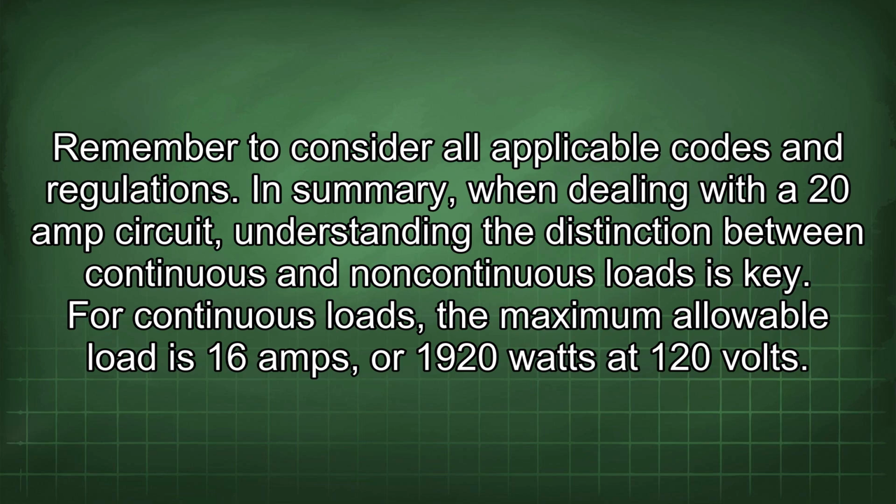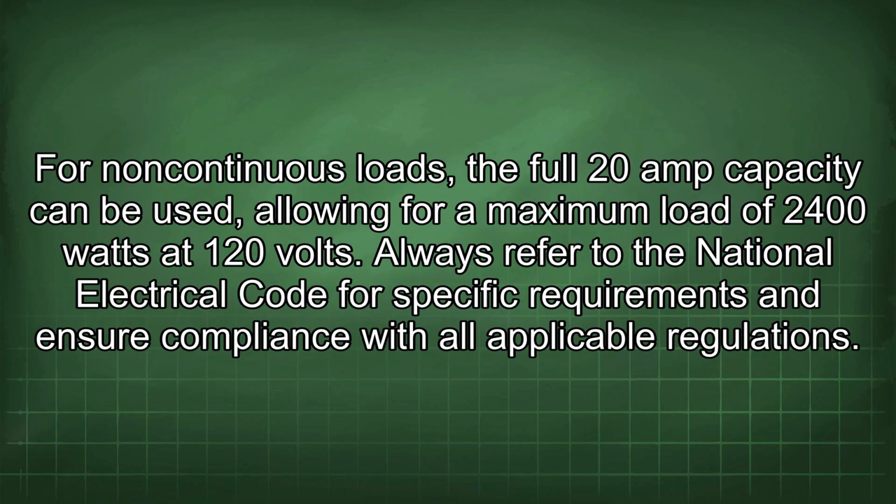In summary, when dealing with a 20 amp circuit, understanding the distinction between continuous and non-continuous loads is key. For continuous loads, the maximum allowable load is 16 amps, or 1920 watts at 120 volts. For non-continuous loads, the full 20 amp capacity can be used, allowing for a maximum load of 2400 watts at 120 volts. Always refer to the National Electrical Code for specific requirements and ensure compliance with all applicable regulations.